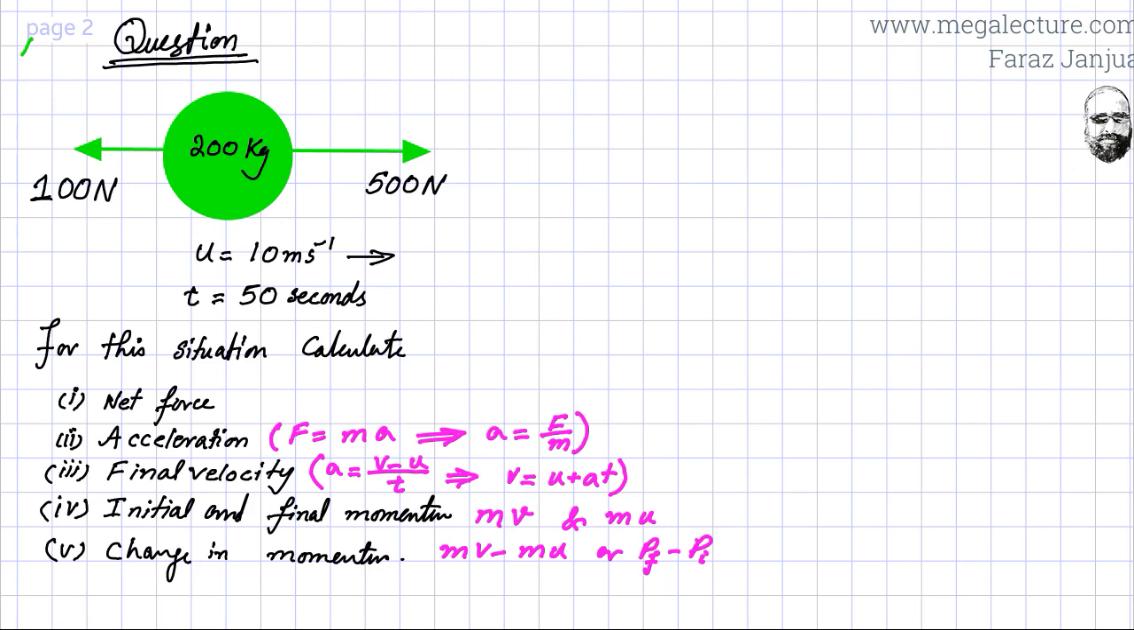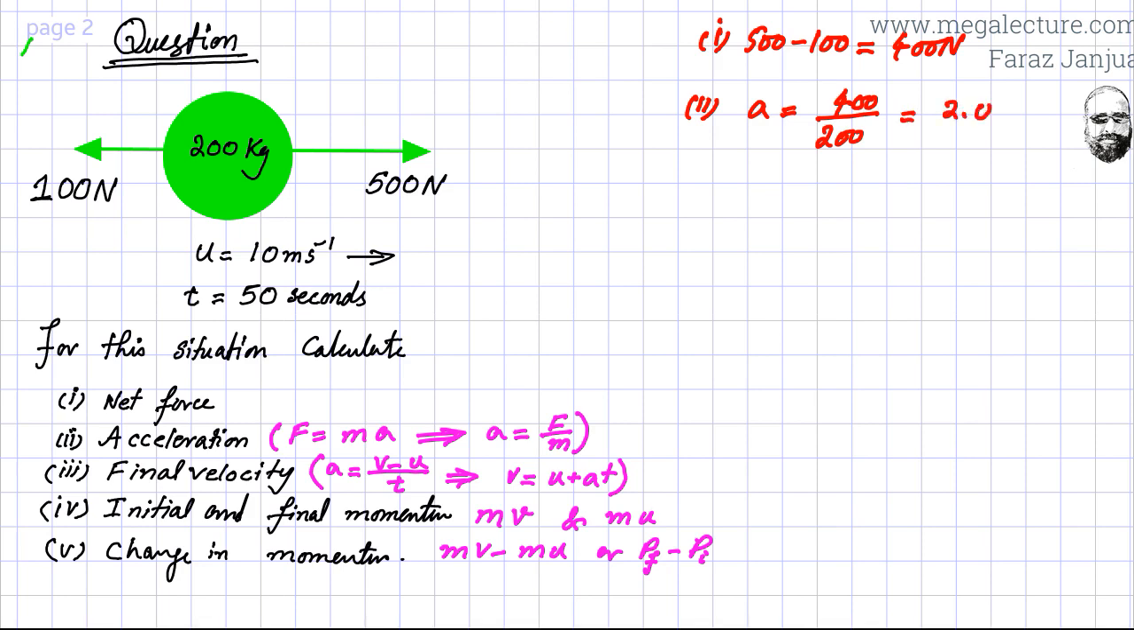For the first part, the solution is 500 minus 100 equals 400 Newton. This is the net force acting. And as we know that F equals ma, a formula that connects net force with mass and acceleration, we can use that to find acceleration, which will be net force of 400 divided by mass of 200, and the answer will be 2.0 meter per second square.